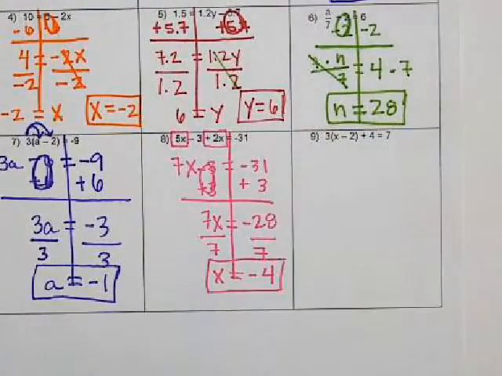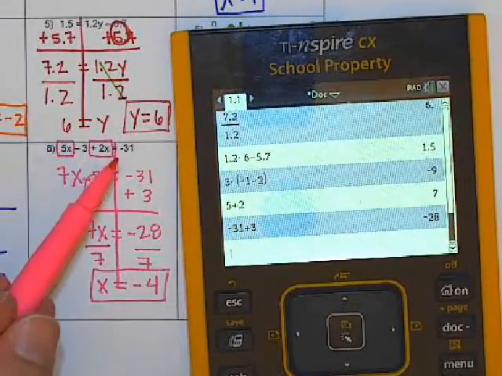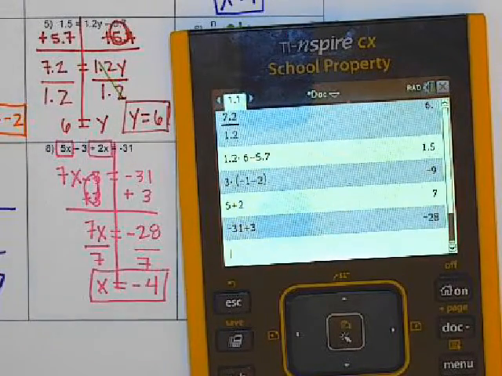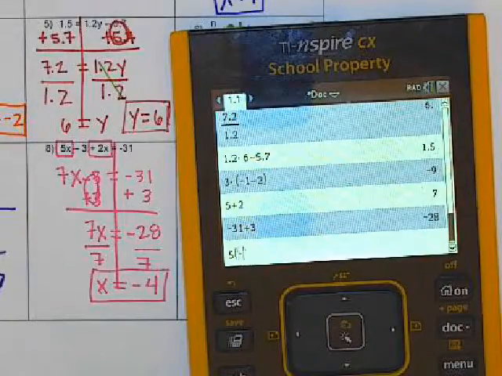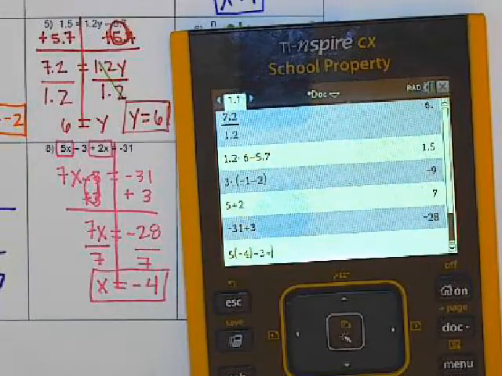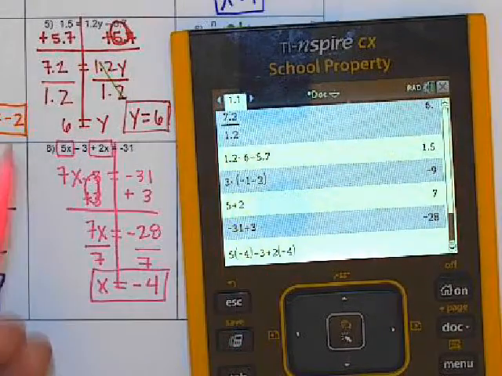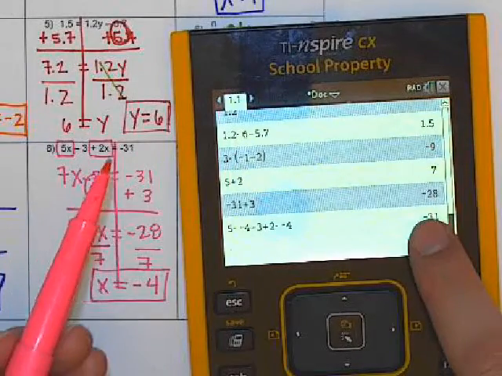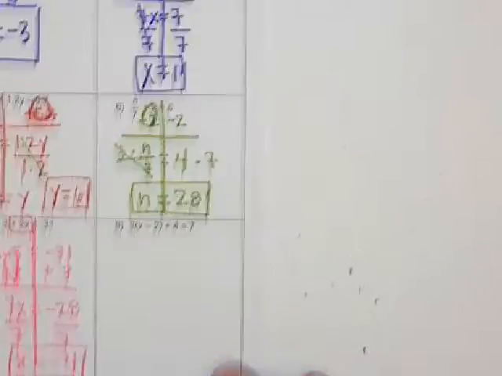Okay, if we were to check our answer, how would I check it? Put it in both of the x's. I gotta plug negative 4 into both x's. And when I plug it in both times, it's gotta have its own set of parentheses. So 5 times negative 4 minus 3 plus 2 parentheses negative 4. Plugged it back in. Is that right? Yes.